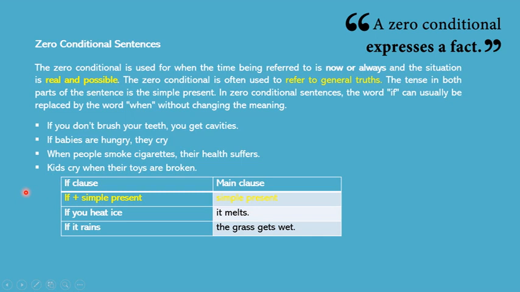Okay, we continue with the pattern, the formula of the zero conditional sentence. We're using if plus simple present, and the main clause is simple present. For example, if you hit the ice, it melts. This refers to the general truth. If it rains, the grass gets wet.